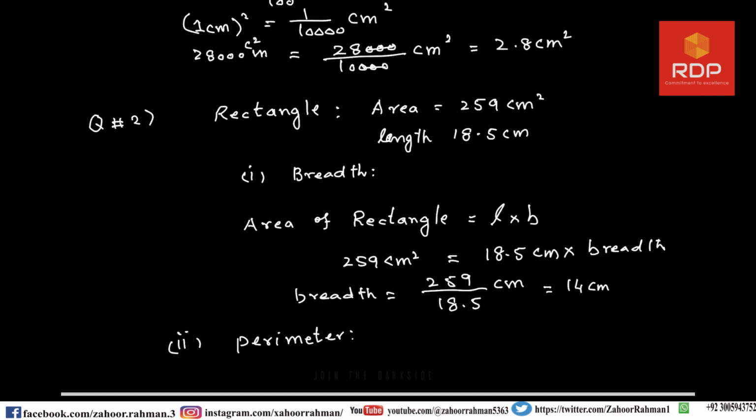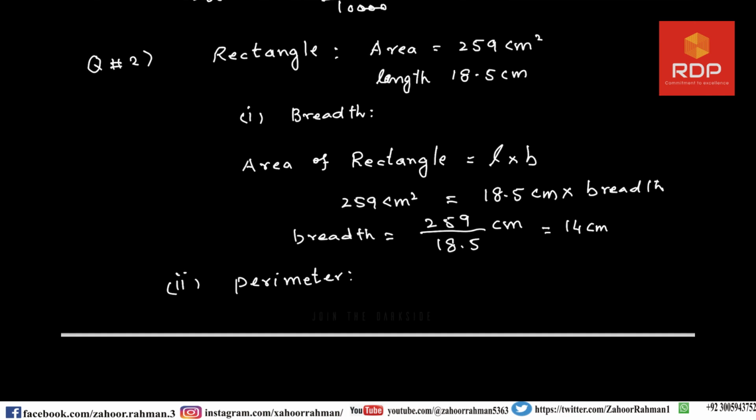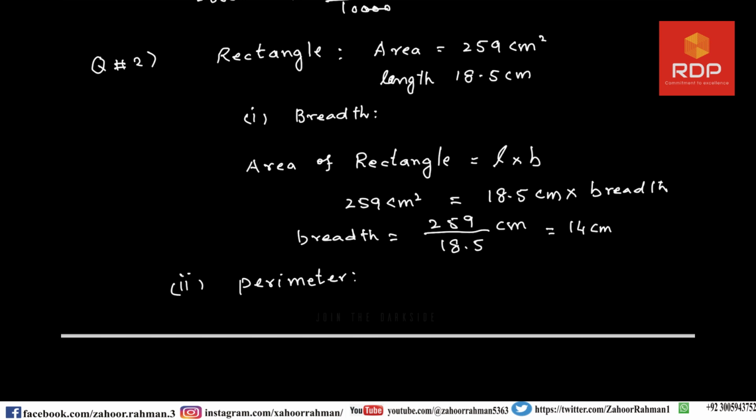Now let us turn our focus to question number 2. Question number 2 is saying that the area of a rectangle is 259 centimeters square. I wrote that question for you in advance. And then the length is given as 18.5 centimeter. So I wrote that for you as well. Now they want us in the first part to find its breadth.